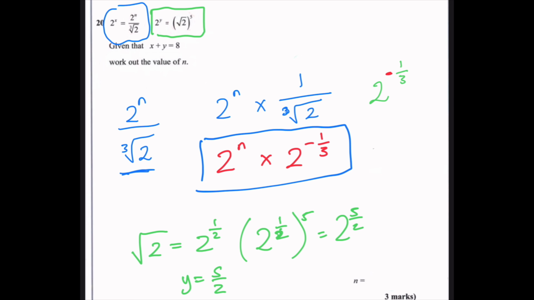Now we have x plus y equals 8. Let's come back to this. x plus y equals 8, and we need to find the value of n. So now we know y is 5 over 2. x plus 5 over 2, which is 2.5, equals 8. So x must be equal to 8 minus 2.5, which is 5.5.